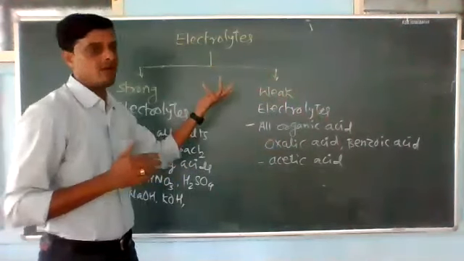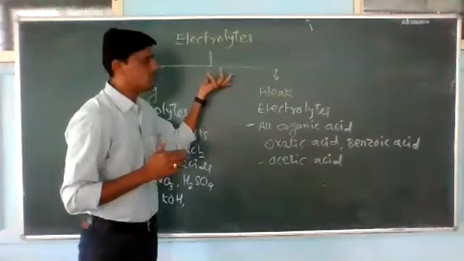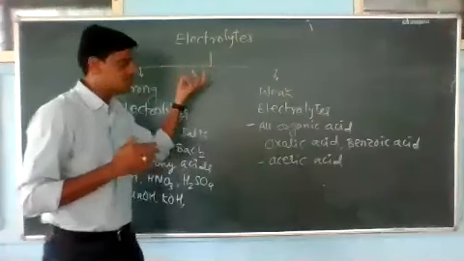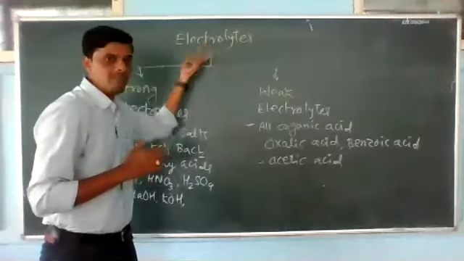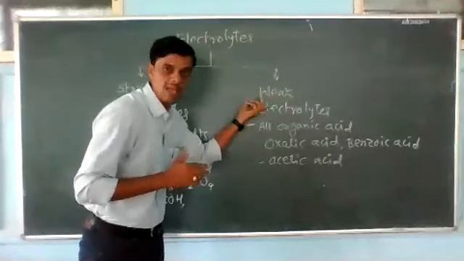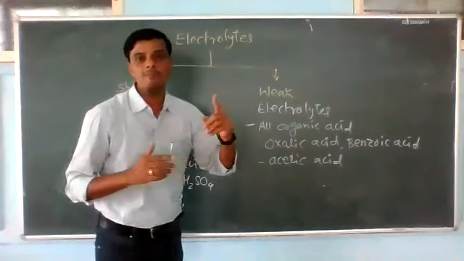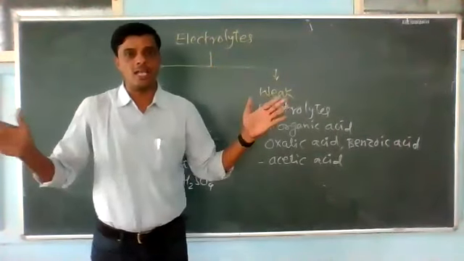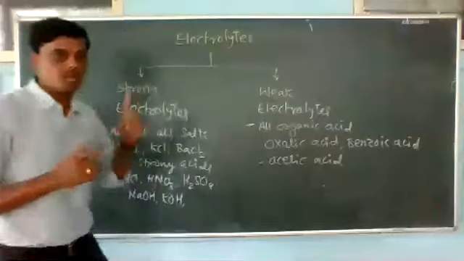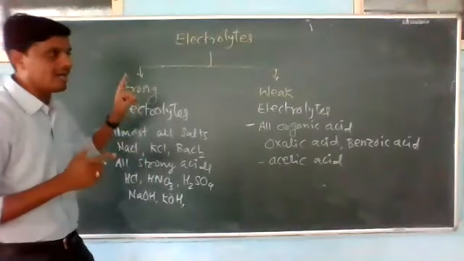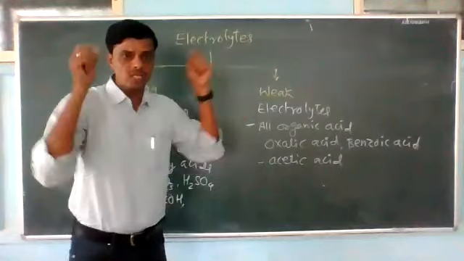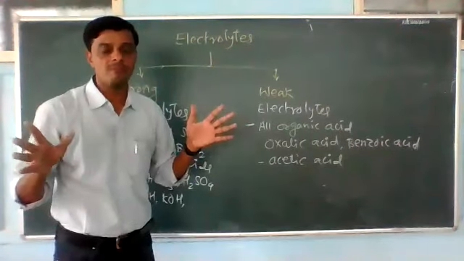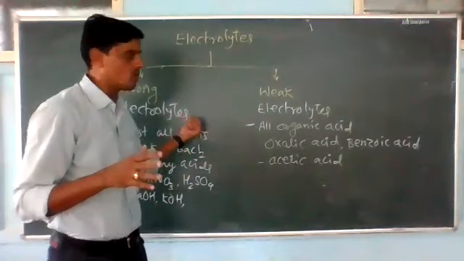Again, these electrolytes can be classified into the same two classes based on whether the rate of dissociation is fast or slow. If the electrolyte dissociates into ions at a very high speed, as soon as you add it to the solution, completely and with a high rate, such are also said to be strong electrolytes.